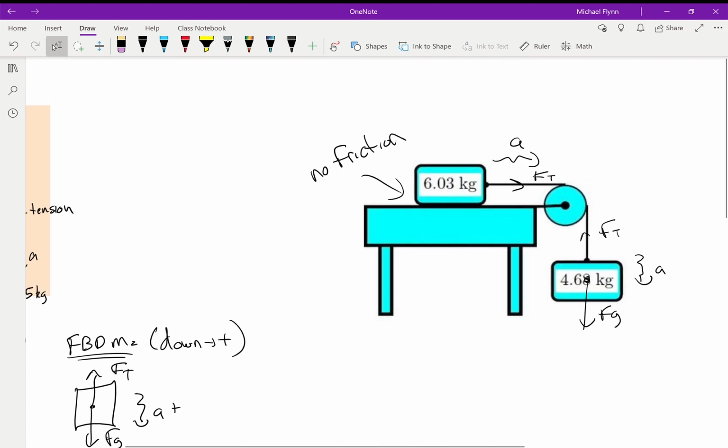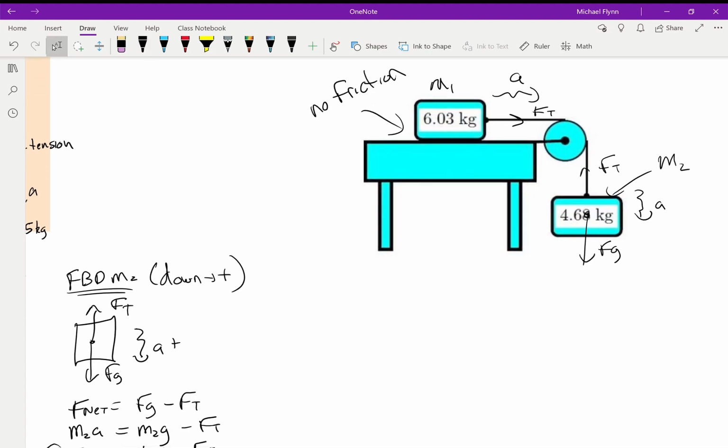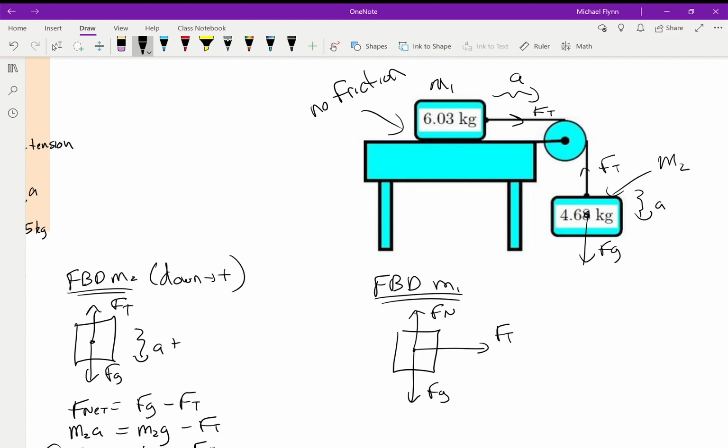Well, let's call this mass up here M1 and this one over here M2. This time the masses are given, right? So let's do a free body diagram. Again, just repeat from the previous question. So a free body diagram of mass 1 looks like this. You've got gravity, and because it's on the table, you've got a normal force. But then the only other force acting on that mass is a force of tension.